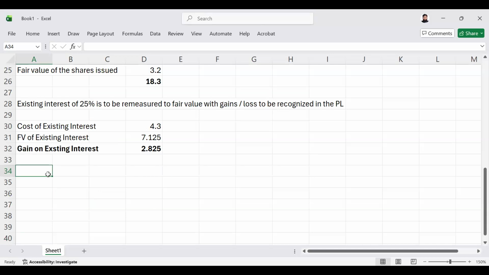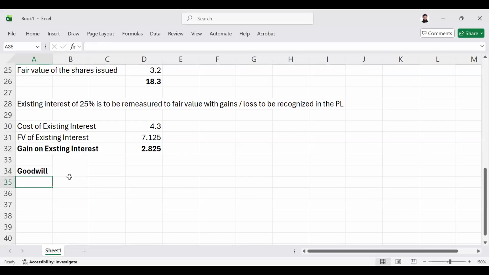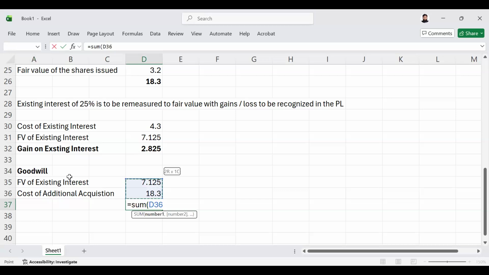Right, now what else is there? If I try to calculate the goodwill, I would say fair value of existing interest is this, cost of additional acquisition is this, then fair value of NCI.